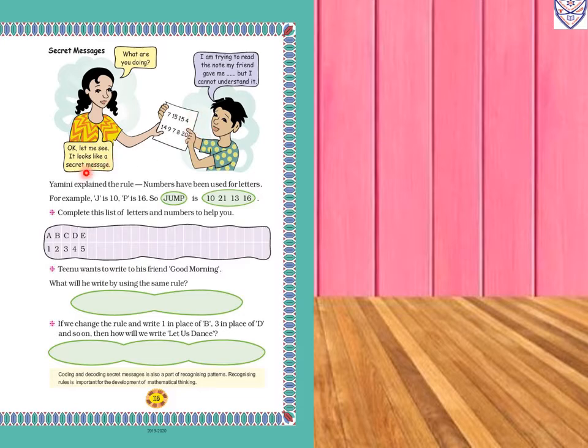So the boy can't understand what the message is. So Yamini explained the rule. Numbers have been used for letters. For example, J is 10, P is 16. So jump is 10, 21, 13, 16. Complete this list of letters and numbers to help you. So first we will complete this, then only we will come to understand.